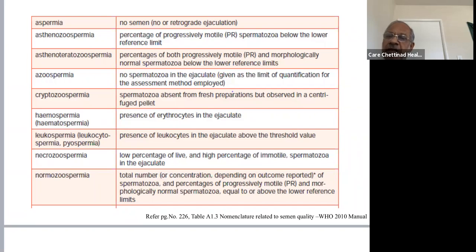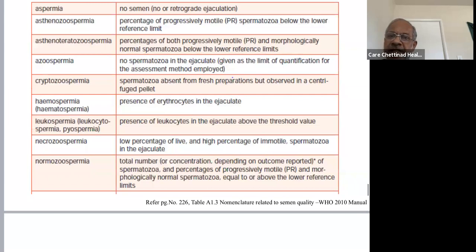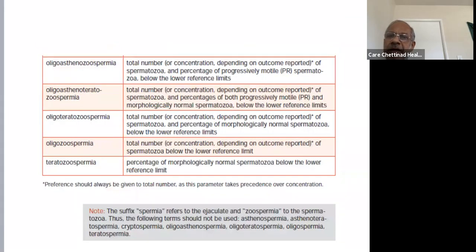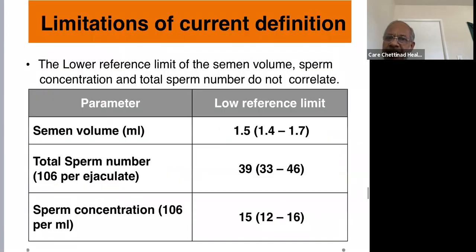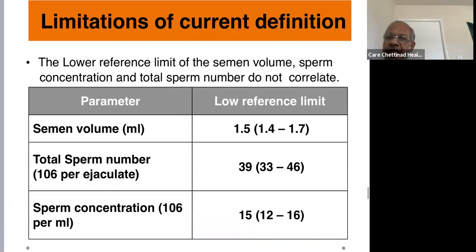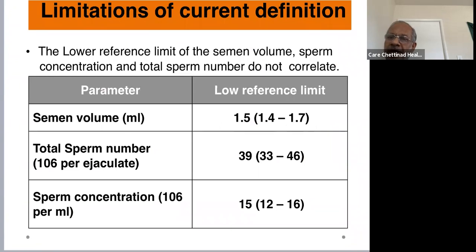Normospermia is following all the WHO guidelines. A varying combination of these things can happen, but remember, oligoasthenospermia is reduced concentration, reduced movement, and more abnormal forms. The current WHO definition has a lot of limitations. How they derive at 39 and the semen volume of 1.5 and 15 is beyond comprehension. But this is the value we have at the moment. We have to work around it.